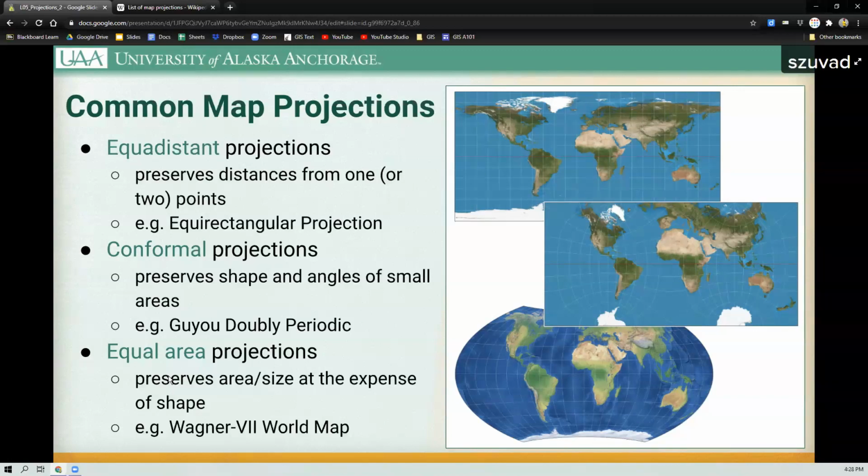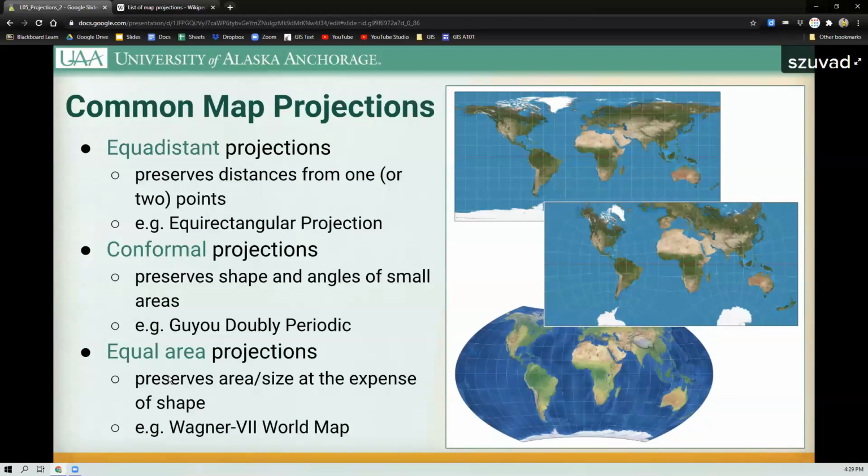And then equal area projections, the Wagner's 7 world map is kind of a classic representation. This shows the correct areas. So it's a good thing to use for size representation, but shapes are odd and not accurately representing the shapes that you would see on the globe.